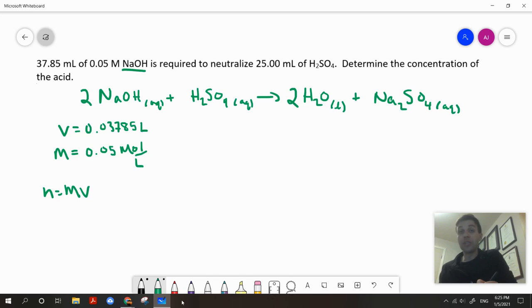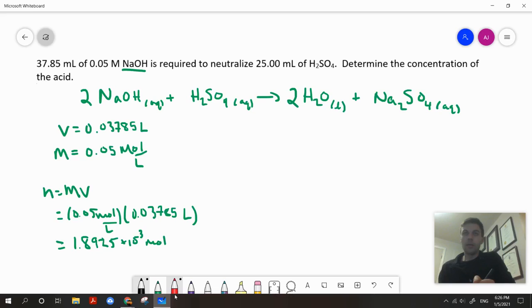The molarity equation tells me that the moles is equal to concentration times volume. So let's calculate that now. Now that I've converted my known quantity into moles, I'm going to use the balanced chemical equation to go from my known quantity to my unknown quantity.